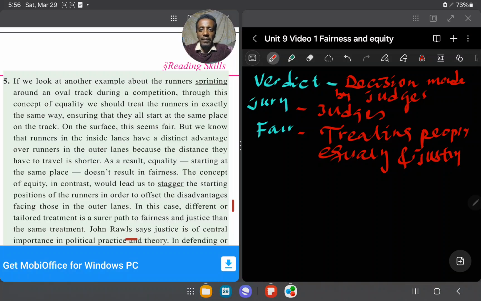If we look at another example about runners sprinting around an oval track during competitions, through this concept of equality we should treat the runners in exactly the same way.